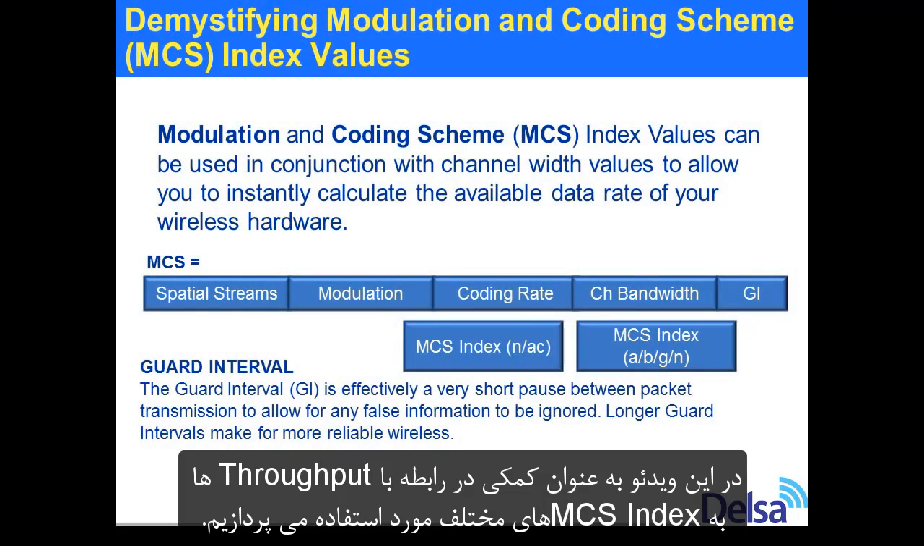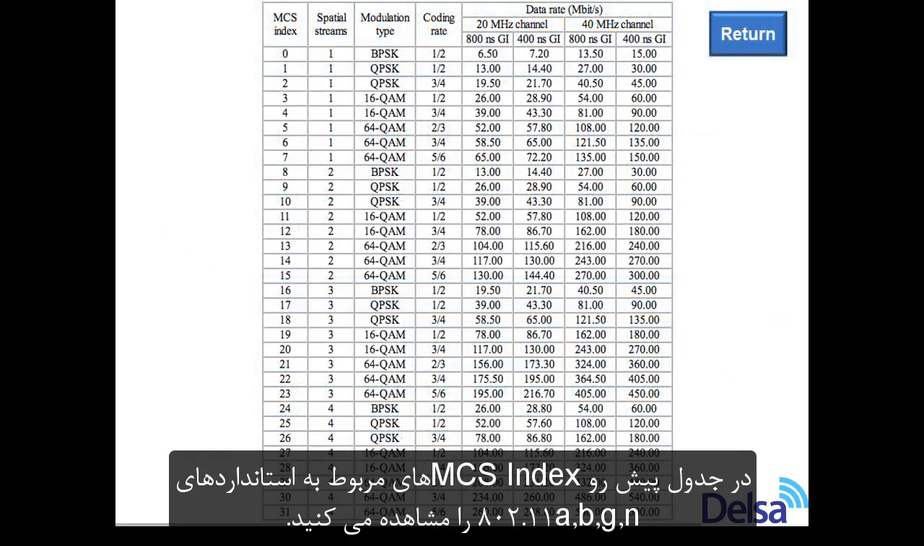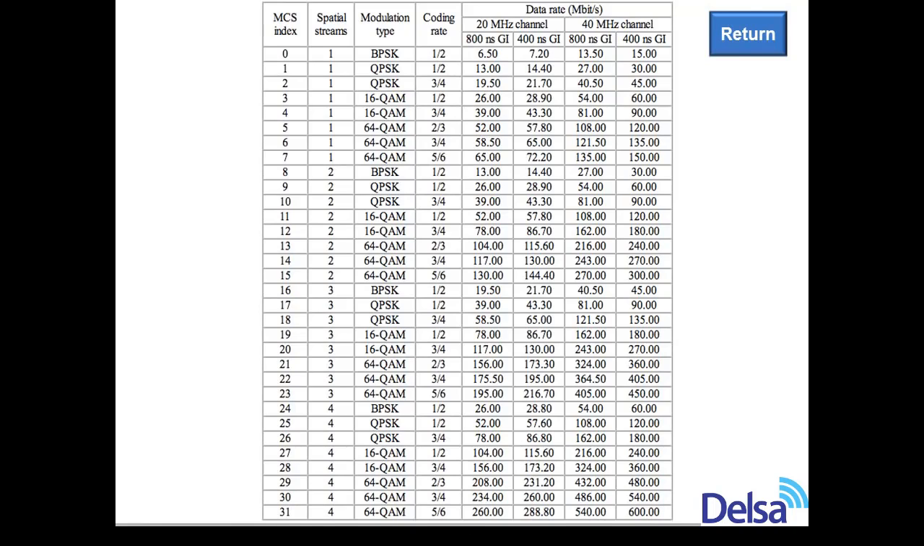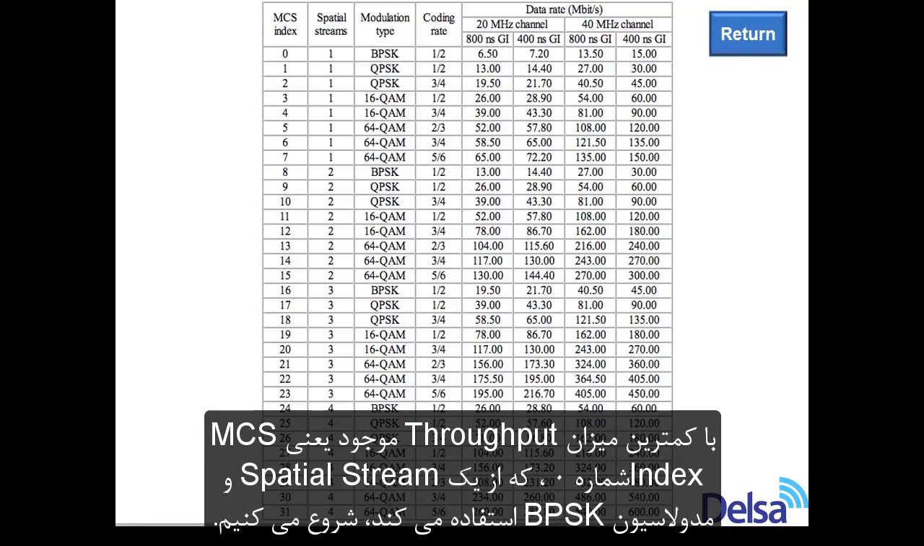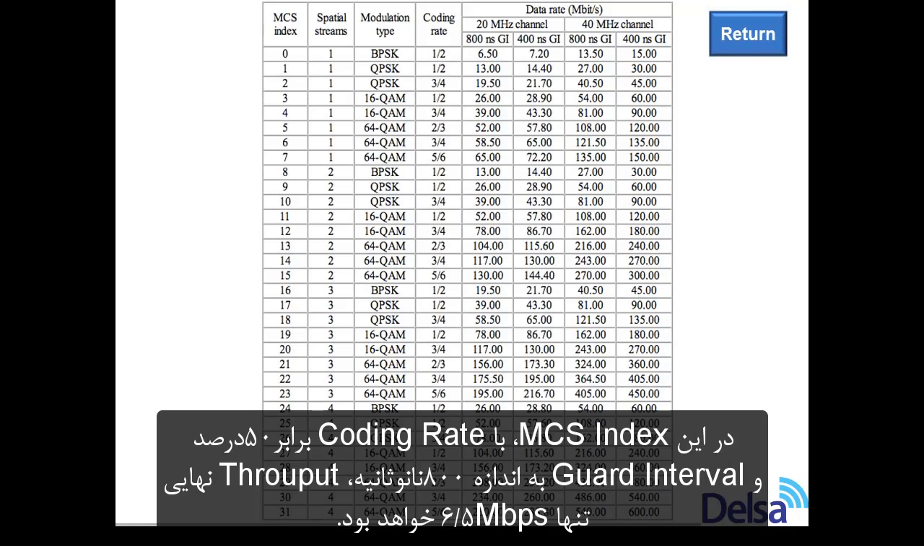So let's take a look at a couple of the different types of MCS indexes that can be used as a quick guide to give you an indication on the throughput. So here we have the MCS index, which covers 802.11a, b, g and n. Starting off with the least effective throughput, if you like, we'd have an MCS index of 0 with one spatial stream using BPSK, a coding rate of half or 50%, and using a guard interval of 800 nanoseconds would only give us a throughput of 6.5 megabits.